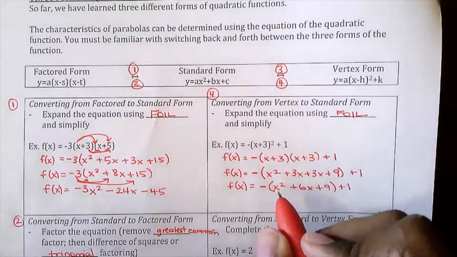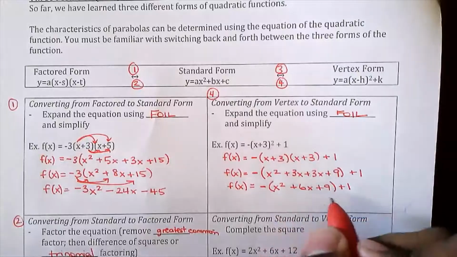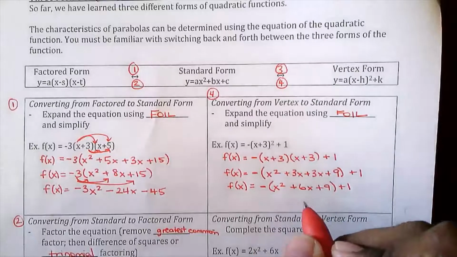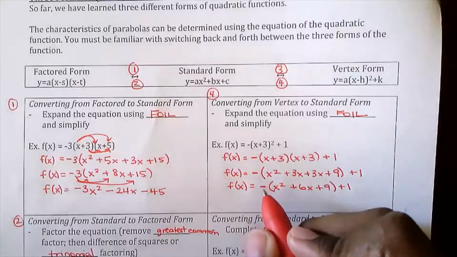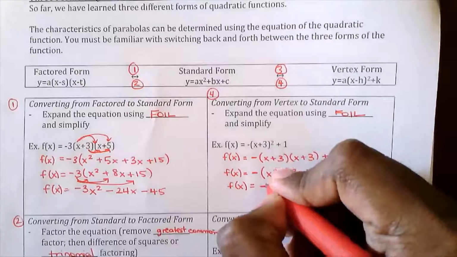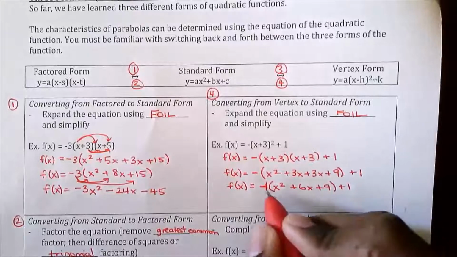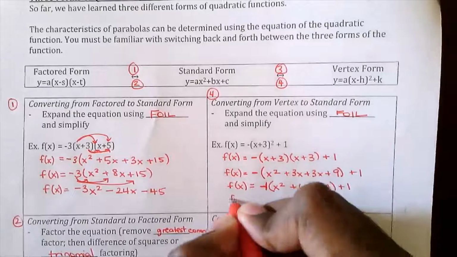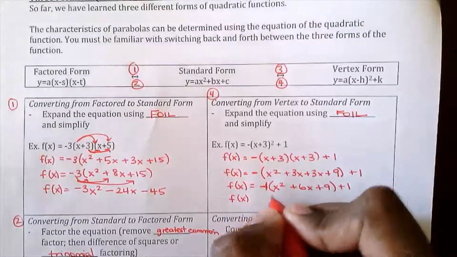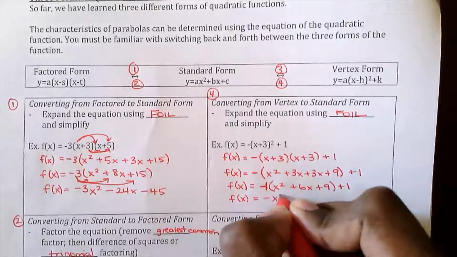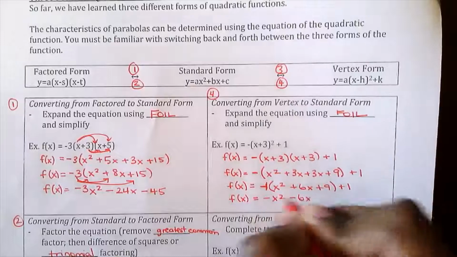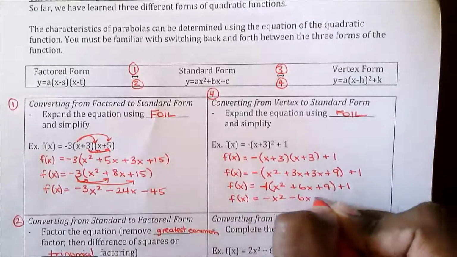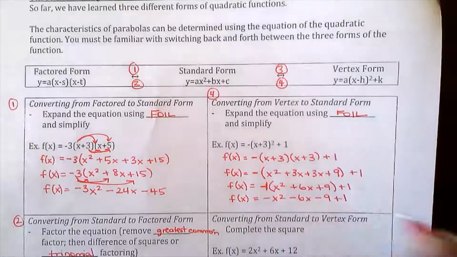What I see here is I'm still not in standard form. I still have this pesky bracket here. I want to get rid of it. So again, I see that in front of the bracket is a negative, and remember that just means there's a negative 1, so I can multiply it out. So I have negative 1 times x squared, which is negative x squared, negative 1 times 6x, negative 6x, and negative 1 times 9, negative 9 plus 1.